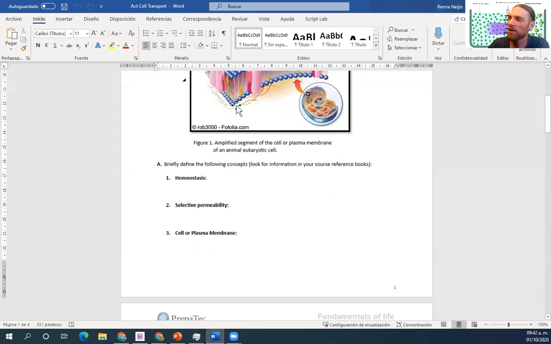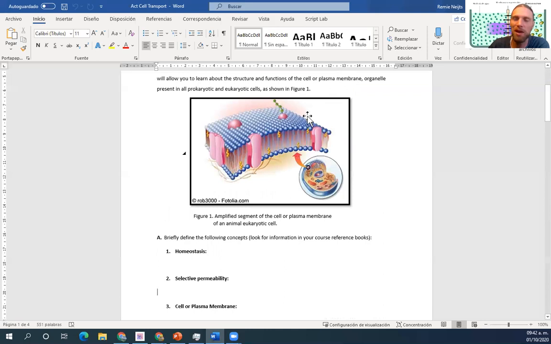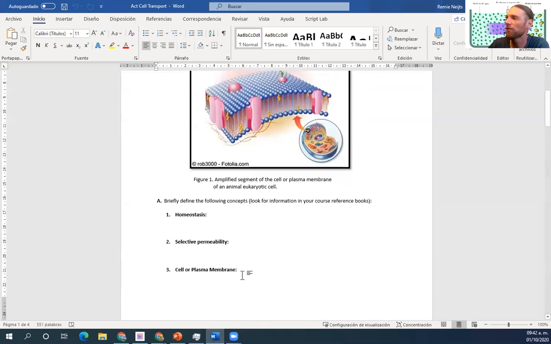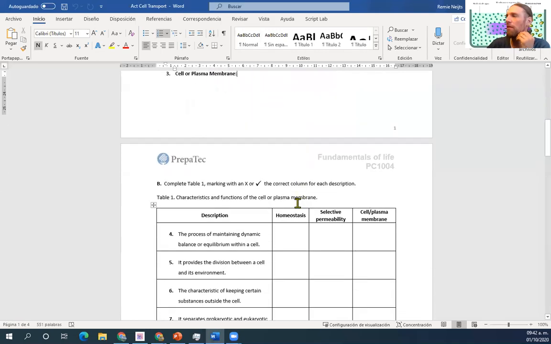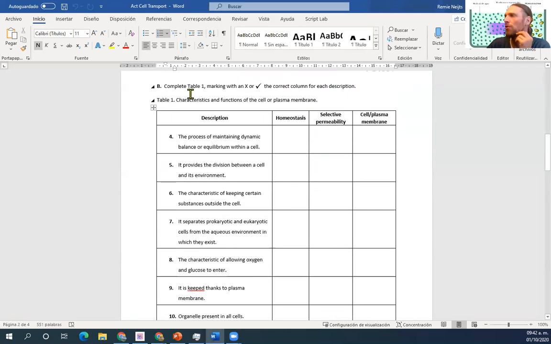And the cell or the plasma membrane is basically this. We have seen that already. You have to give a definition: that it's made out of phospholipids, that the tails are hydrophobic, the heads are hydrophilic. You have proteins in it, and mention the functions we have seen of the plasma membrane, okay? So here, complete the table, mark with an X or a check in the correct column. So I can help you with this. I just want to help you guys because we have some time.